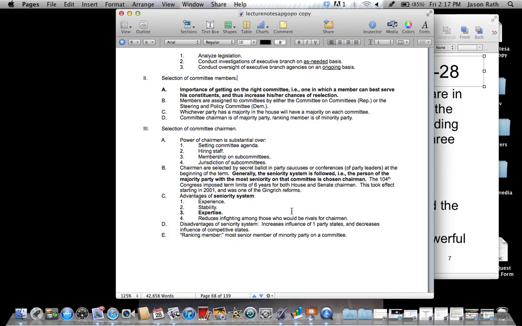Ranking member, we talked a little bit about this, is the most senior member of the minority party on a committee. So that's what that means.